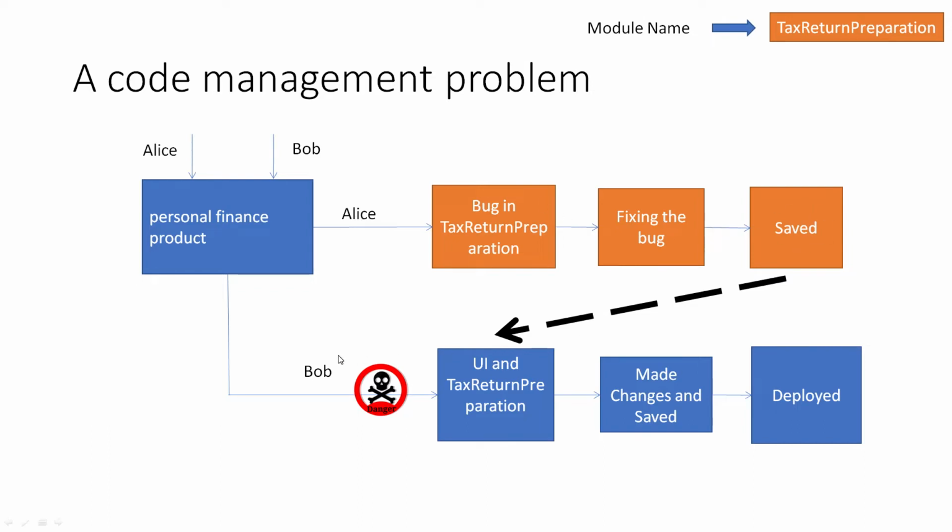But Bob, what he has to do, he has to take this file. But the problem is that Bob has taken the old file. That is why I put danger here. But actually, Bob has to take this saved file, right? So this is the problem, a code management problem, right?